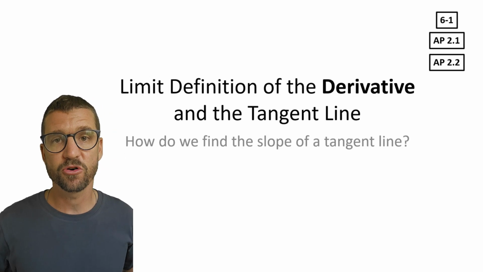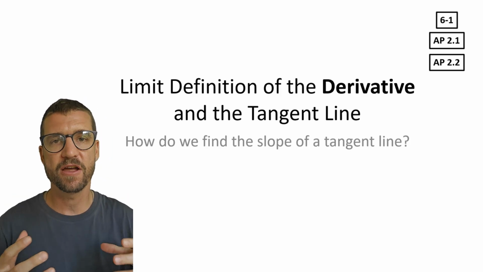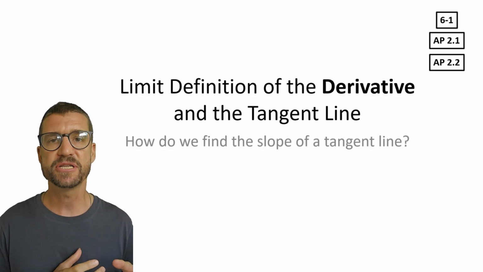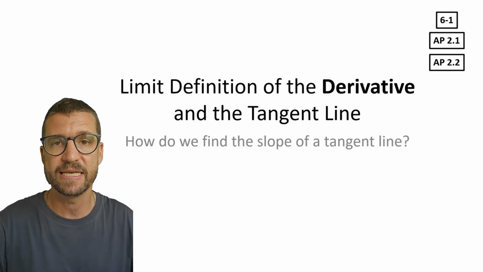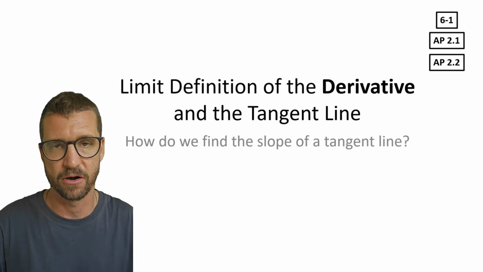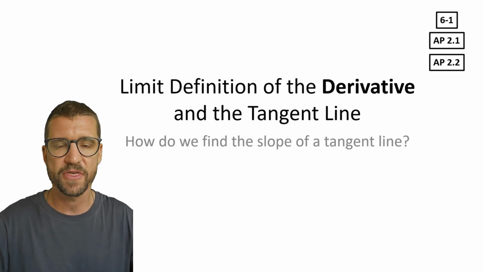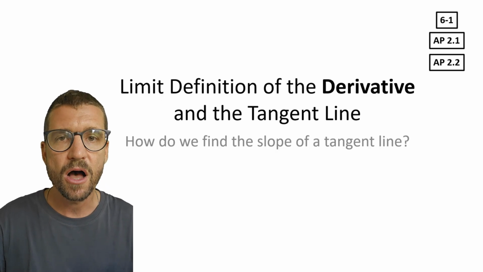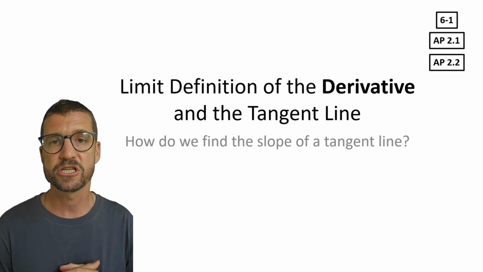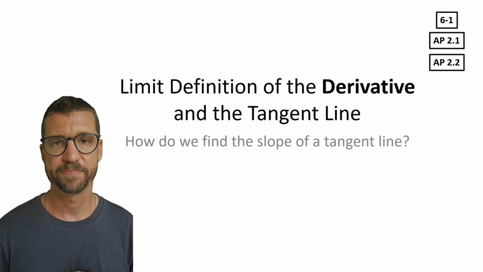In this video, we are going to get into the derivative. The derivative is a very big concept within calculus. In this particular video, we're going to talk about the limit definition of the derivative and the tangent line. We're going to be specifically concerned with how to find the slope of the tangent line, and spoiler alert, the slope of the tangent line is the derivative. Let's get into it.